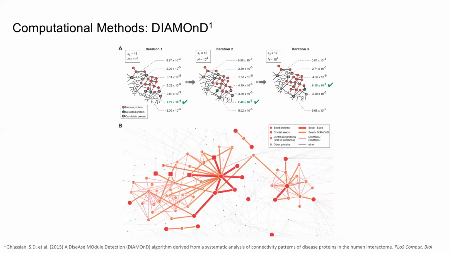DIAMOnD is another disease module identification method, which was originally developed by Ghiassian and colleagues. DIAMOnD identifies a candidate disease module around a set of known disease genes or seeds by greedily adding nodes with a high connectivity significance to the module. In this iterative algorithm, the connectivity significance of all direct neighbors of seeds is computed. Then the most significantly connected node is integrated into the module, leading to expansion of the module by one node per iteration. In contrast to MuST, DIAMOnD does not necessarily return a connected subnetwork as the disease module.